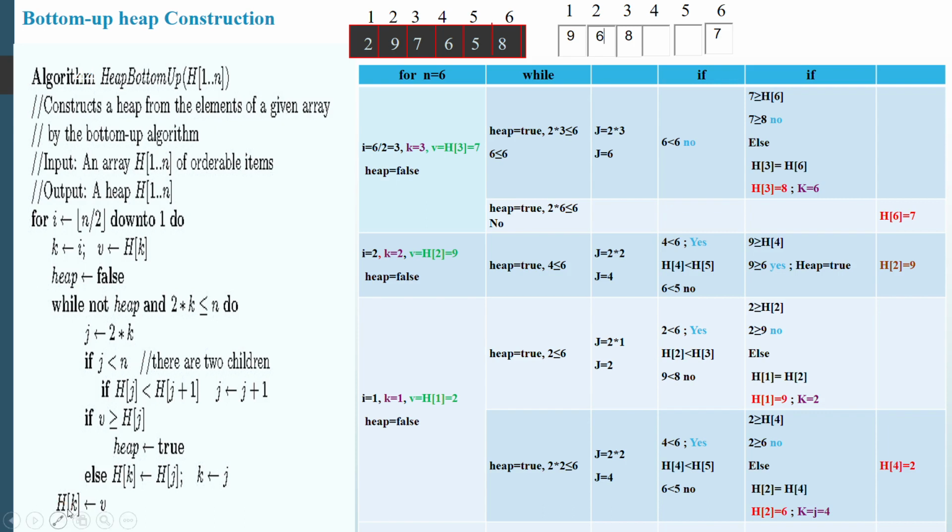If the condition fails, then you come here and execute this statement: H of k equal to V. What is the V value now? 2. The k value is 4. So H of 4 equal to 2 now. After executing this statement, you will go to the for loop, for loop down to 0. 0 is not possible, so it comes out of the for loop also. So the fifth position element remains as it is, 5 here.